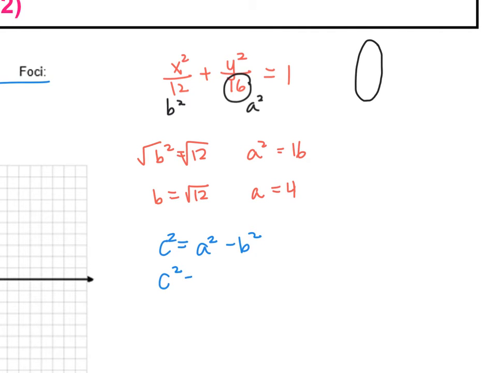So we plug in a squared is 16, 4 squared. And now b squared is the square root of 12 squared, which is just 12. So that's why I didn't bother to reduce that, just because I knew I was about to square this value for our little formula to find c. Alright, so c squared is equal to 4, square root of both sides, we get c is equal to 2.